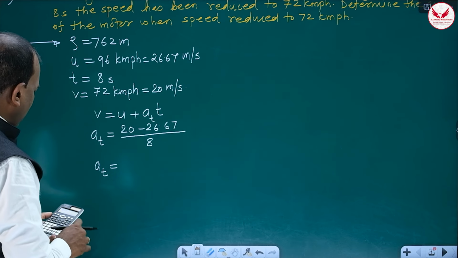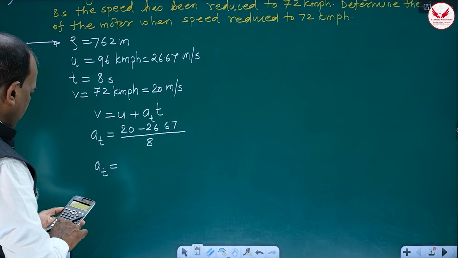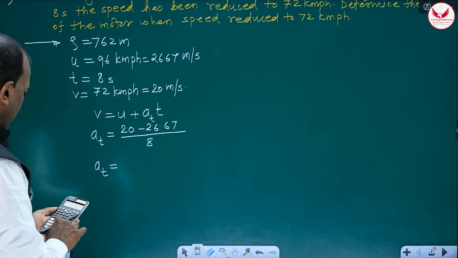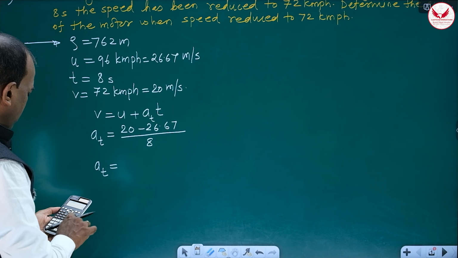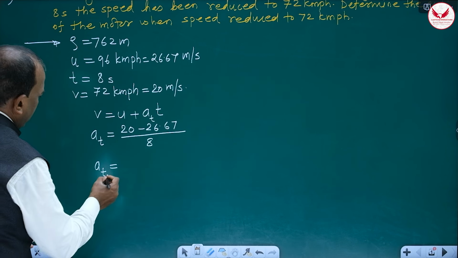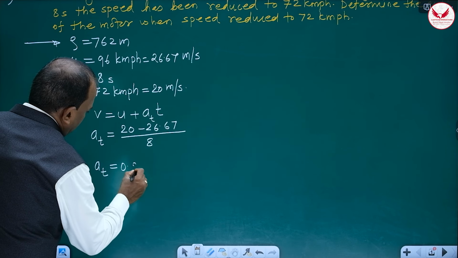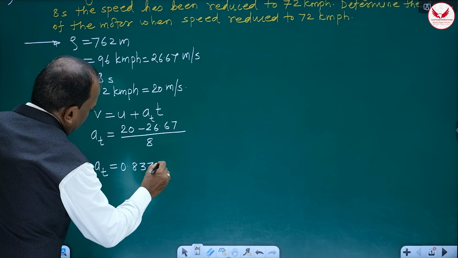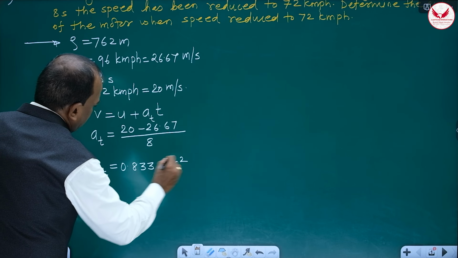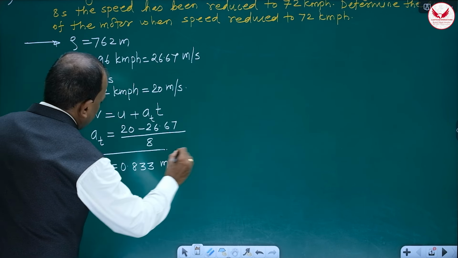And the tangential acceleration will be what? It is going to be 0.833 meters per second square. And it is constant.